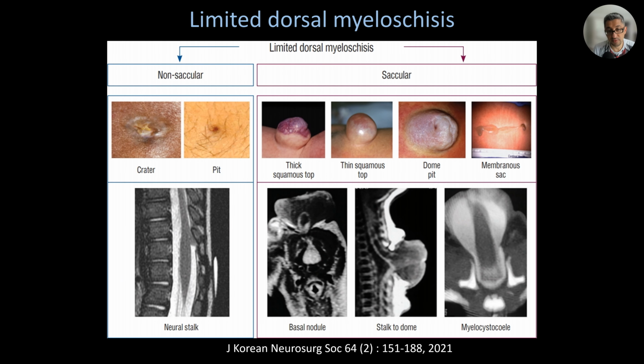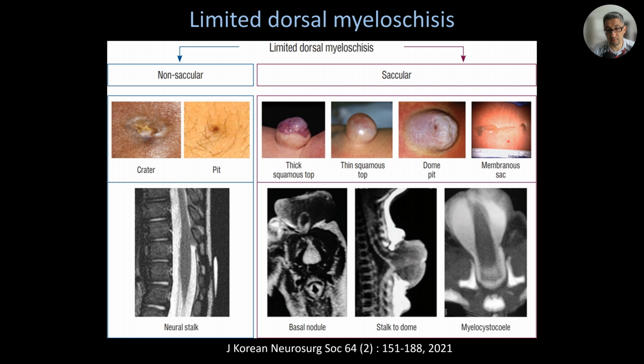Limited dorsal myeloschisis is associated with typical cutaneous lesions, as published in this fantastic paper. In the non-saccular ones, there is typical crater and pit appearance. This crater appearance looks like a cigarette burn lesion, and it's typical for limited dorsal myeloschisis. The saccular ones are larger lesions. It can be with a thick squamous top, thin squamous top, a dome pit, or a membranous sac, as you can see here.